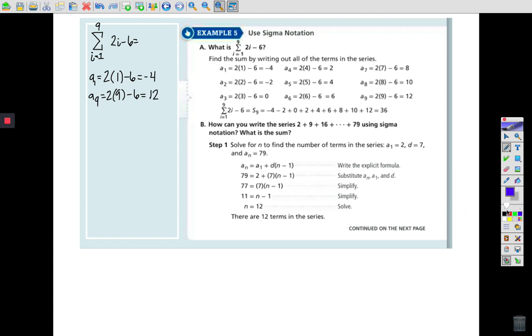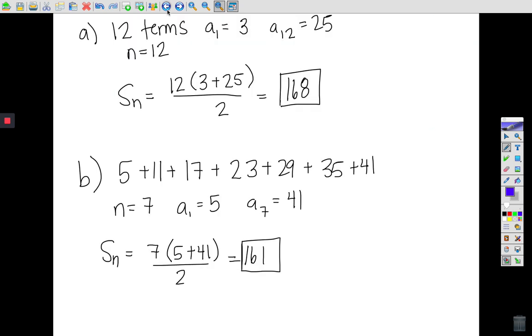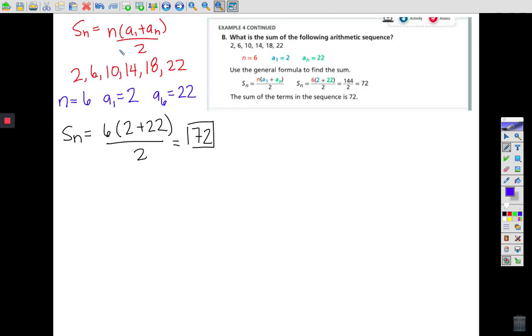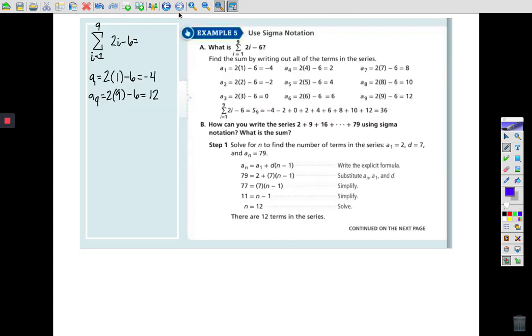All right, now we're just going to use that summation formula, this one in red that we wrote. We're going to use it to figure out the sum of all our terms. So how many terms total do we have? 9 times our first plus our last divided by 2. That should be a plus sign, by the way. 36 is correct. All right, so that's for part A.